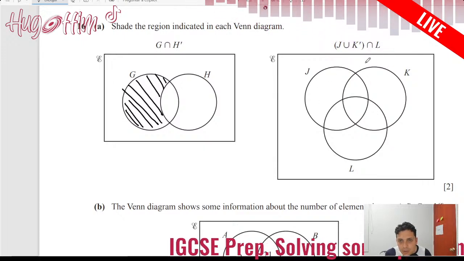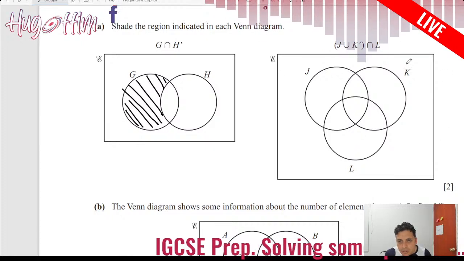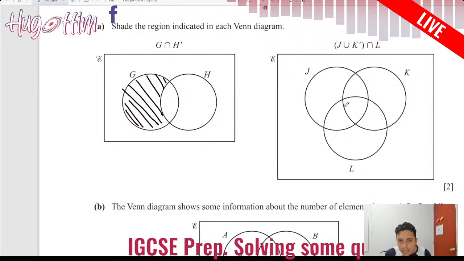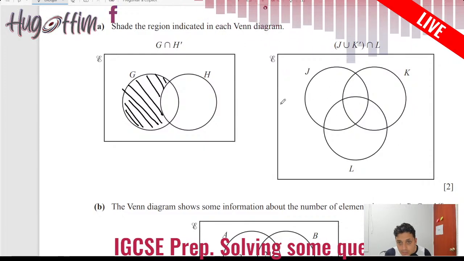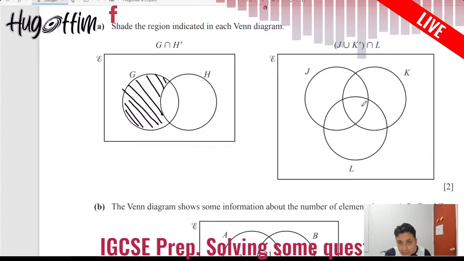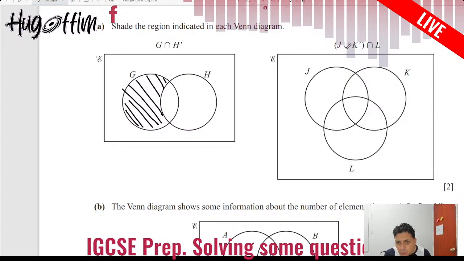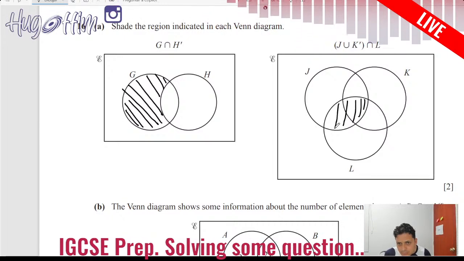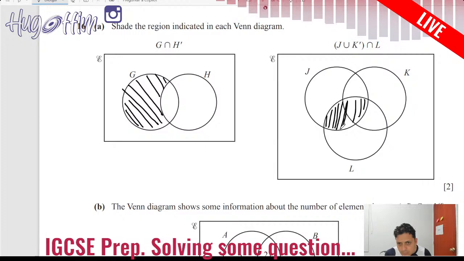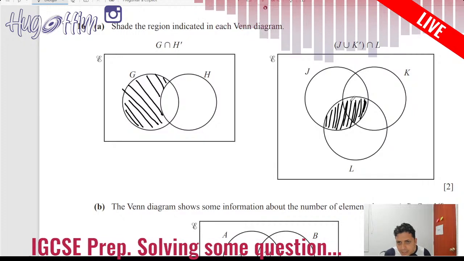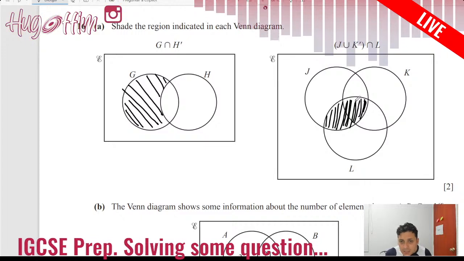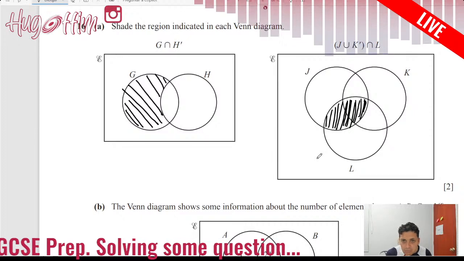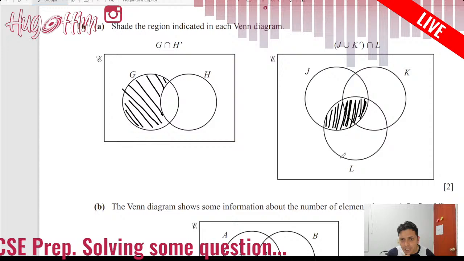J union K intersection L. So G union K prime intersection L. Hey, but it says union, right? So it's going to be this. Because the union includes this part that is from K, but it's not from K prime, but it's from J. Okay, that's it. So it's like J intersection L.